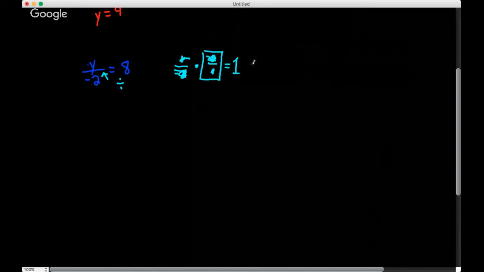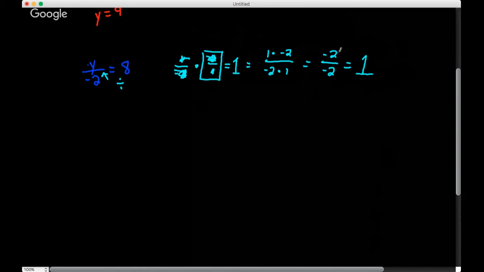The other way to look at it is they wouldn't cancel out. You would get 1 times a negative 2 over negative 2 times 1. That's going to equal negative 2 over a negative 2. Negative times a negative, or negative divided by a negative, is going to be positive.